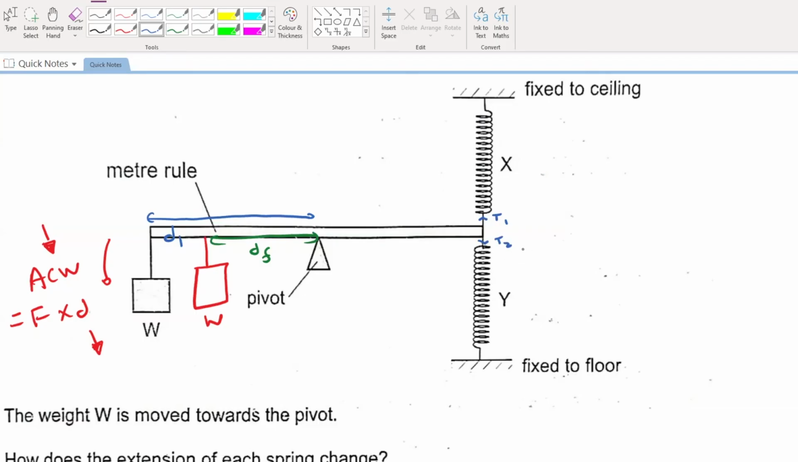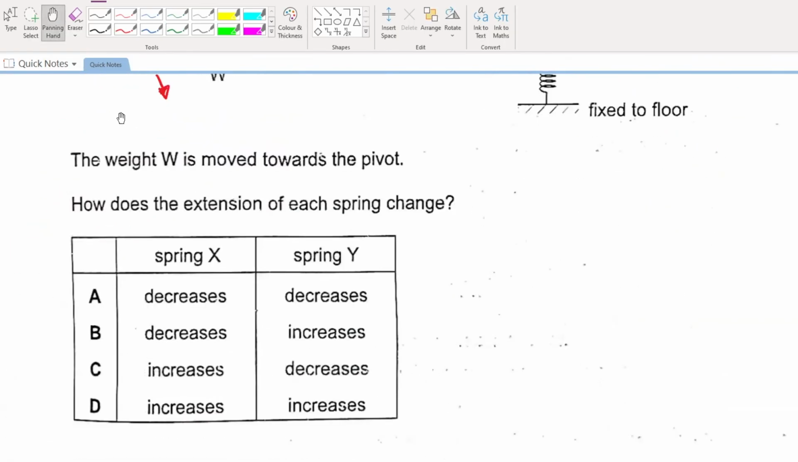Can you see that this T2 will create which type of a moment? Clockwise moment. And this T1 will create an anti-clockwise moment. Now, which type of moments are decreasing? Anti-clockwise. So you need compensation or you need to increase tension 1. If you want to increase tension 1 to indirectly increase anti-clockwise moments, what will you have to do? You will have to increase the extension of the spring 1. Are there any options like that? Yes, C and D. We can cancel out A and B.